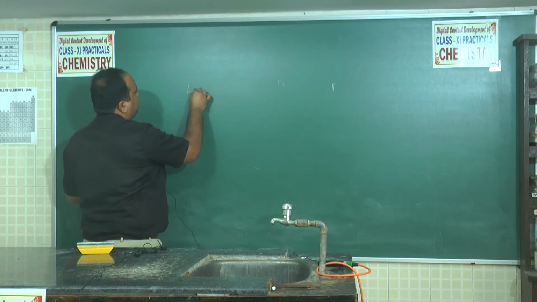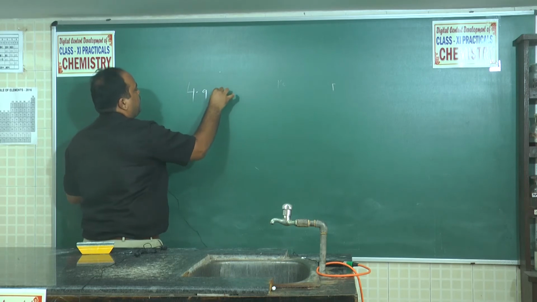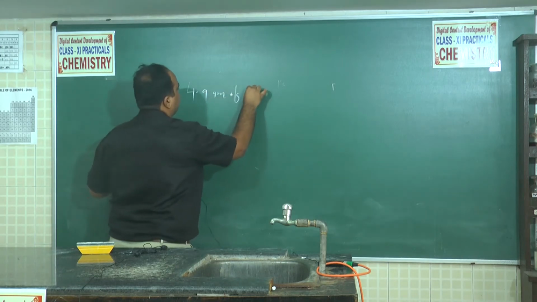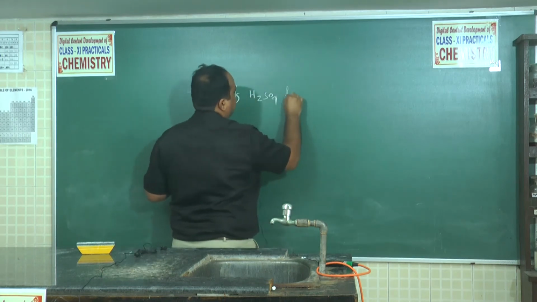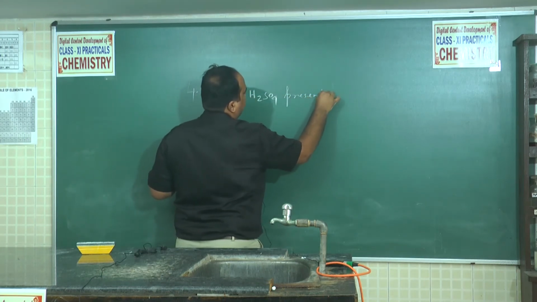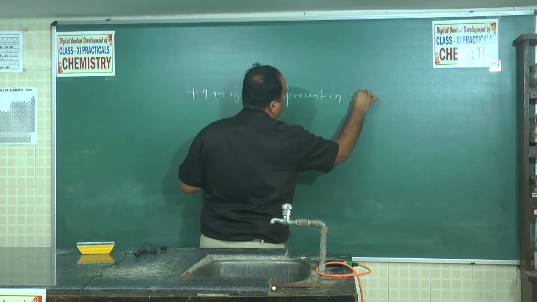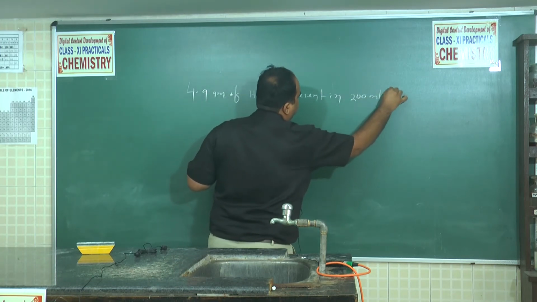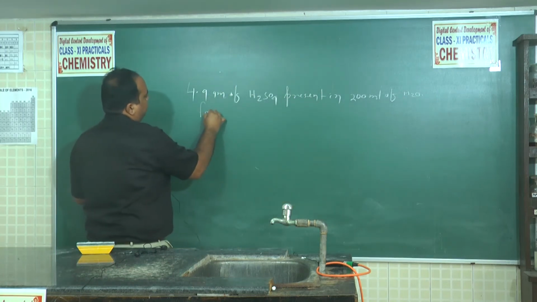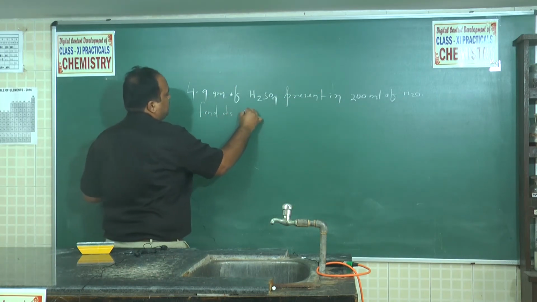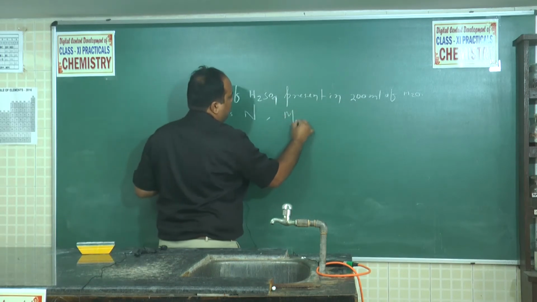So it is given: 4.9 gram of H2SO4 present in 200 ml of water. Find its normality and molarity.